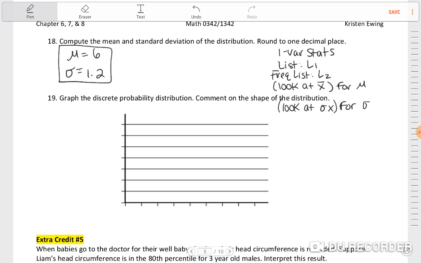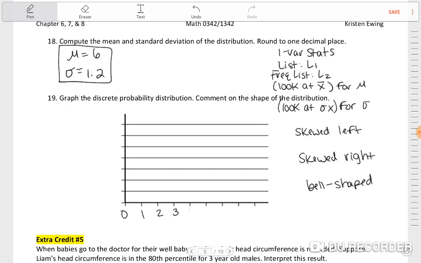Graph the discrete probability distribution and comment on the shape. What I'm telling you now is that it'll say skewed left, skewed right, or bell-shaped, and you'll just circle the correct one. These will all be nicely set up for you so that you know what you need to put on there. Nothing tricky about it. So make sure you put your 0 on the axis.